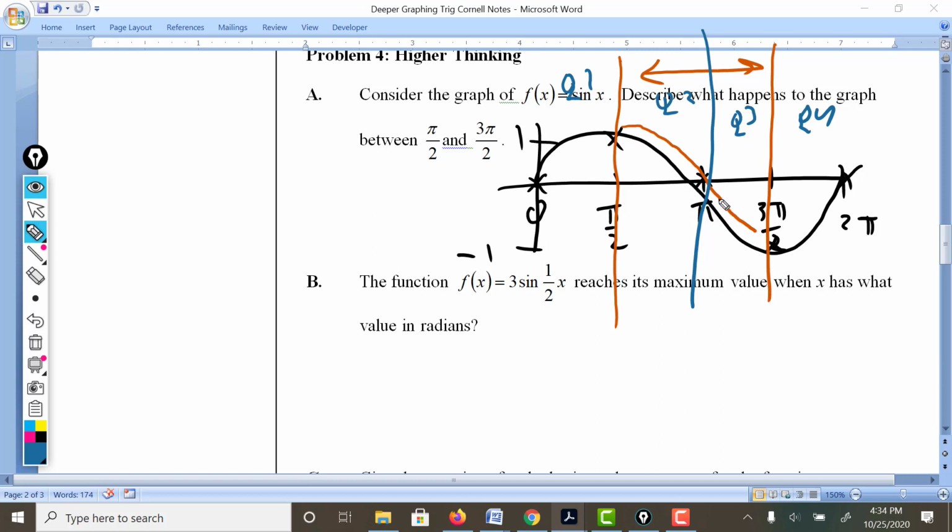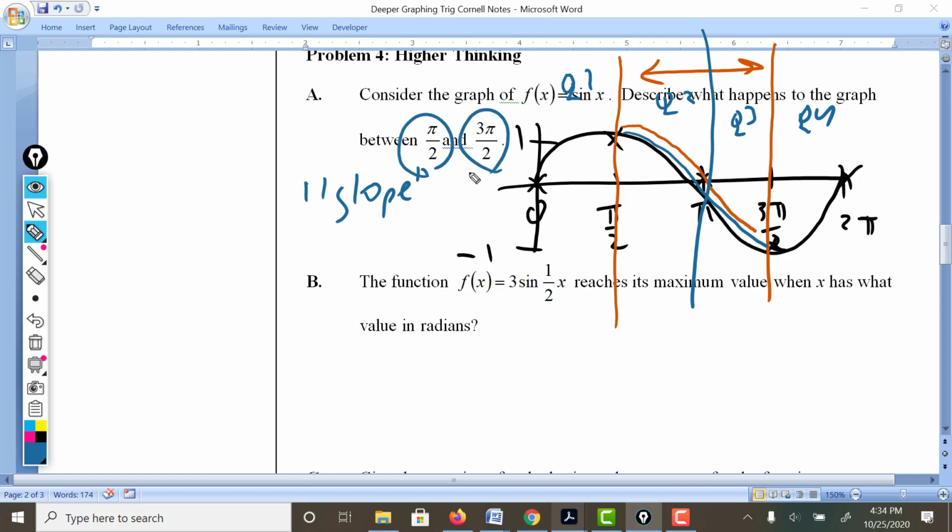And really, it's as simple as this. The graph is decreasing. If you had a slope, which we don't quite have necessarily because it's not linear, it's curved, but it would be almost considered a negative slope, because it's going down. So the graph is decreasing between pi over 2 and 3 pi over 2.